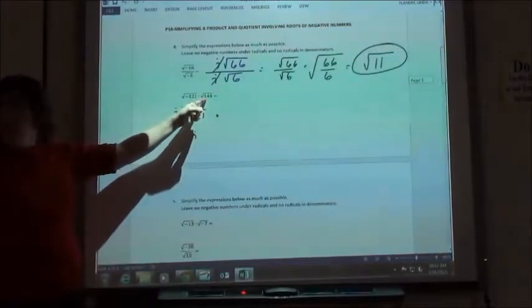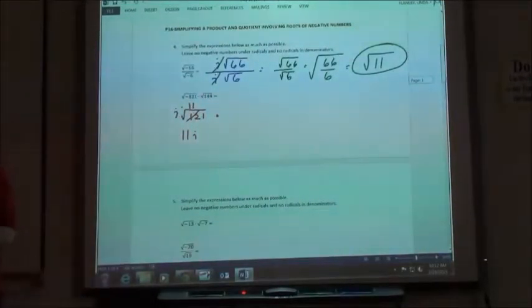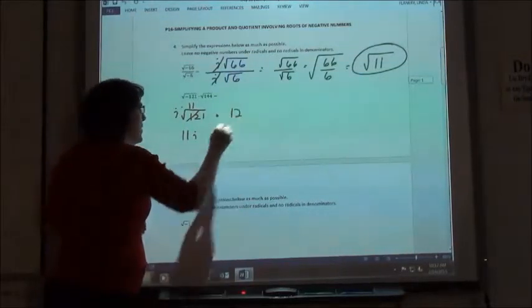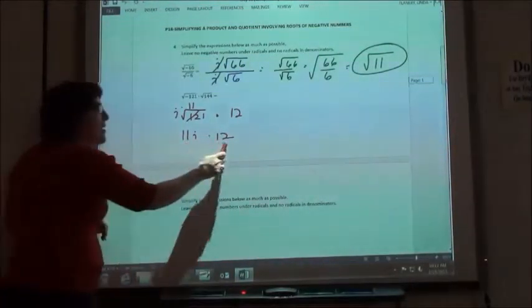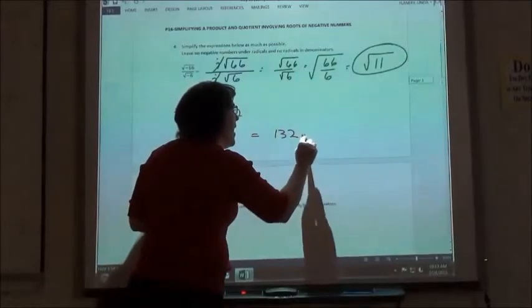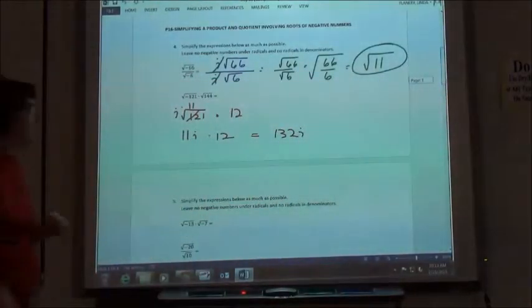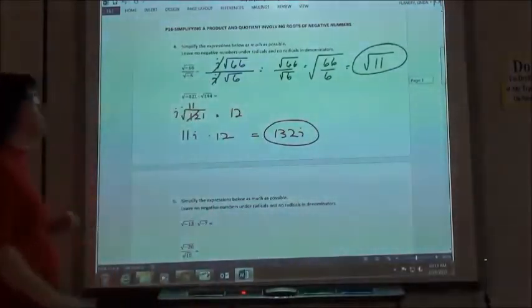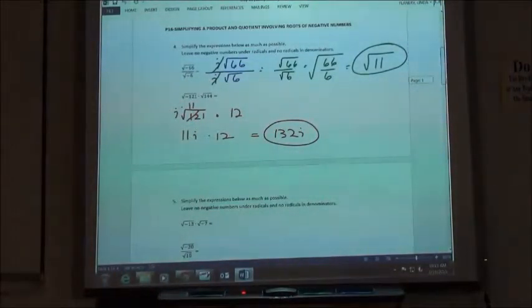Times on the other part of it. Now notice this one doesn't have a negative. It's just the square root of 144. Can you do the square root of 144? Yep, it's just a 12. So now we have 11i times 12. We're going to multiply those together just like we take an 11x times a 12. So I'm just going to multiply the 11 times 12: 132i, right? Because it still has the i in there. And not much we can do with that. We've got it simplified as much as we can.